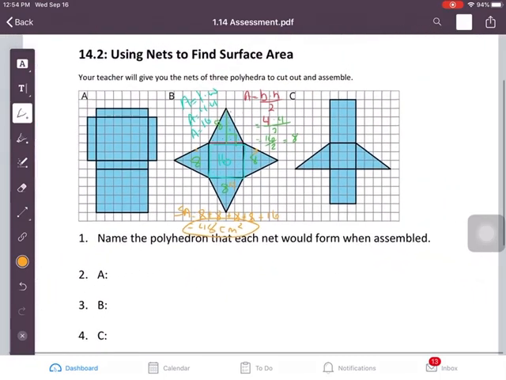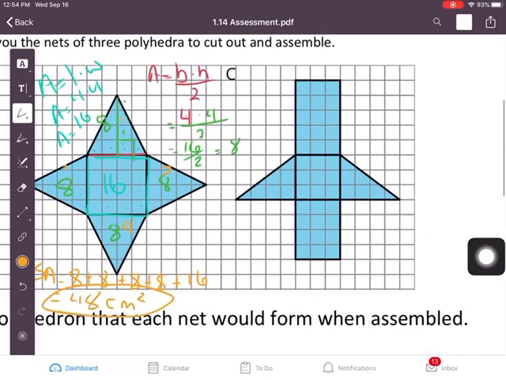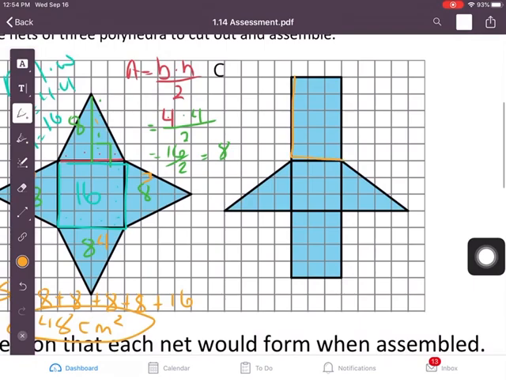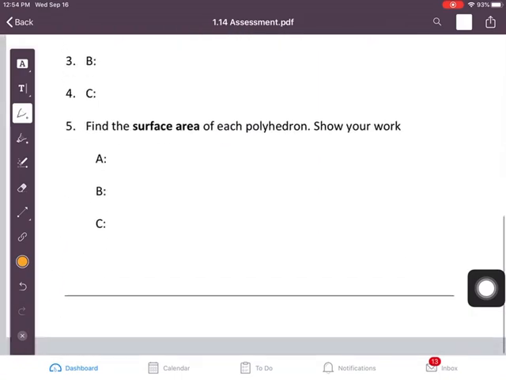Okay, so then you would do the same thing for the other two shapes. You would find the area for each individual face, each one of these faces, and then you would add all of your faces together to figure out the surface area.